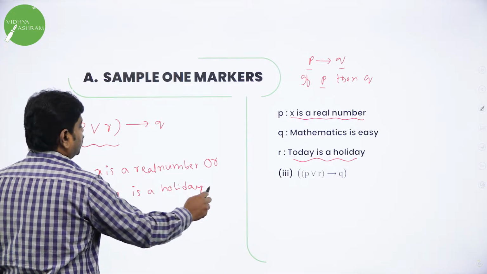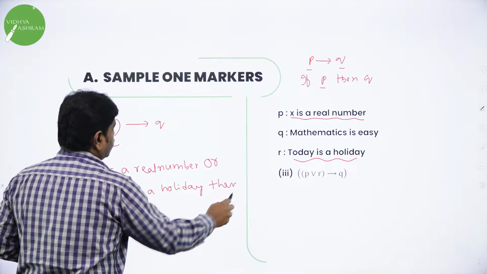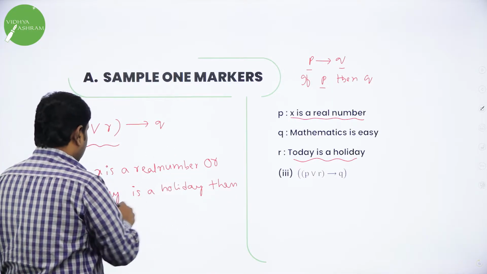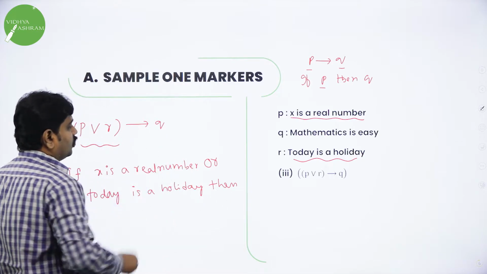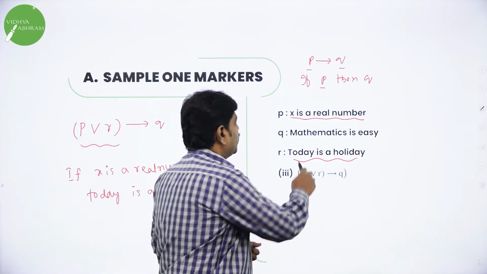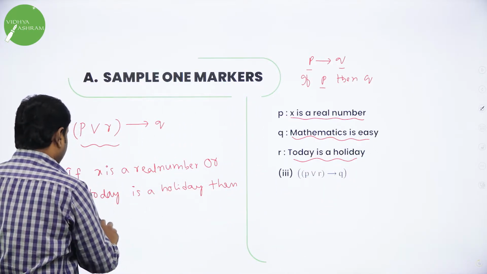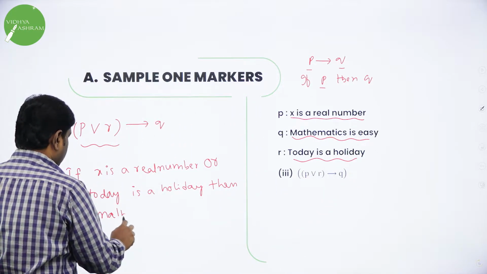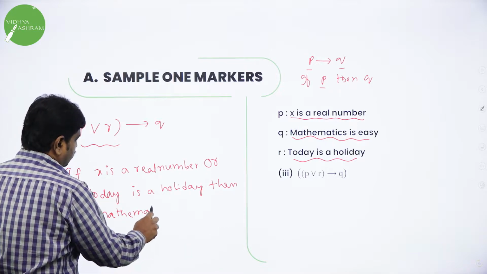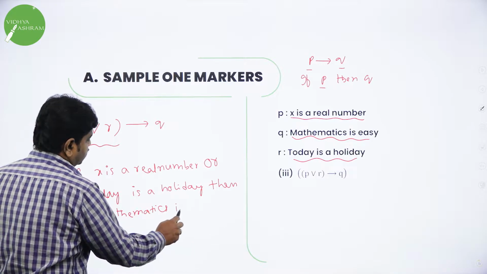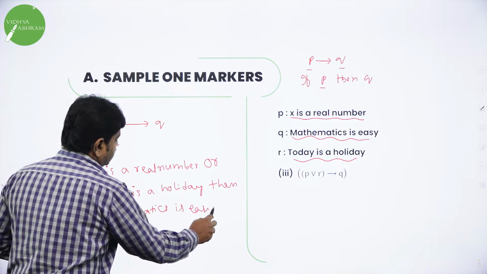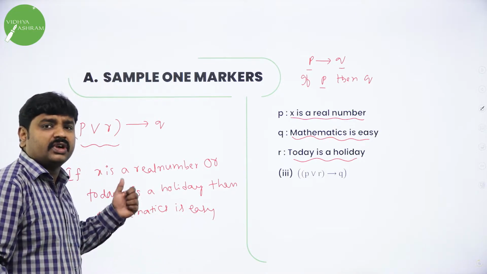After implies, we call it as then. If x is a real number or today is holiday, then Q. What is Q? Q is mathematics is easy. Then mathematics is easy. So it is simple. They wanted verbal form. We wrote in verbal form.